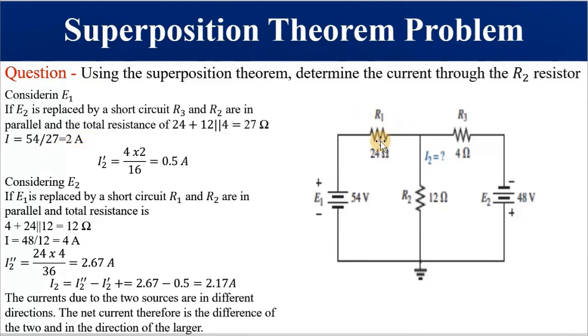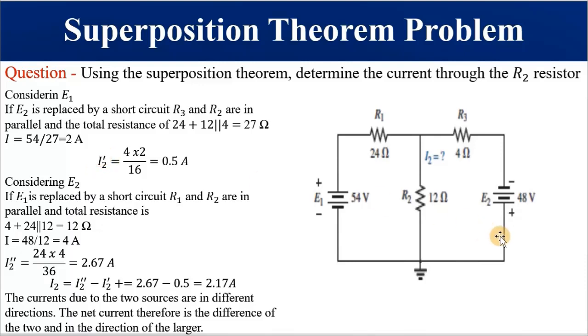So our 2 amps is the supply current from the 54-volt source. We now want to find the current through the R2 resistor, and we are going to use the current divider rule. We use the other resistor, 4, times the input current of 2 amps divided by the sum of the two resistors, which is 16. So we are going to get 0.5 amps, and we have designated it as I2 prime.